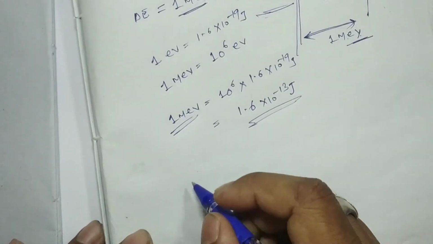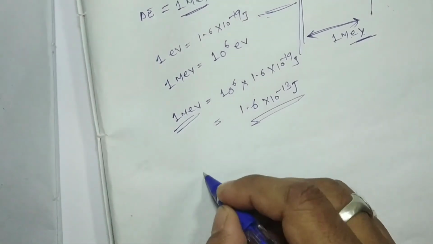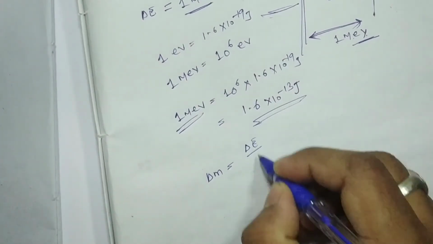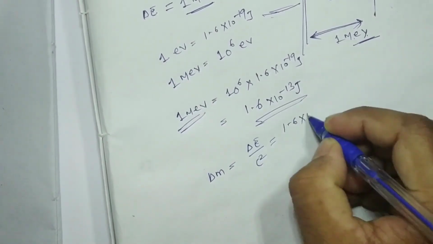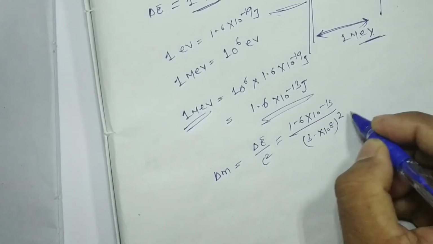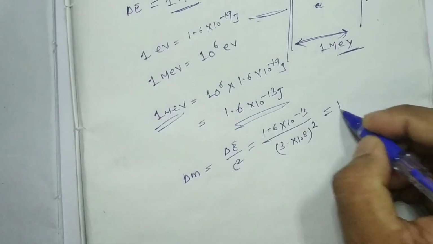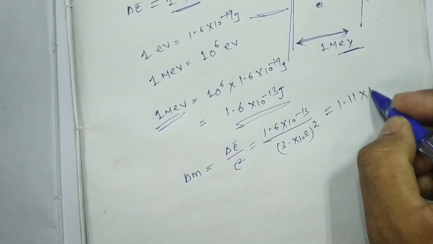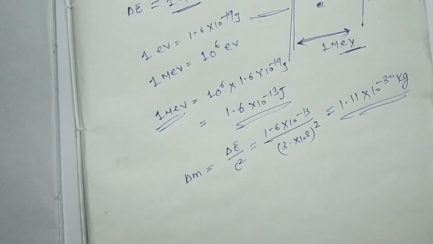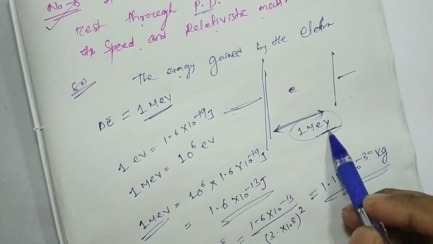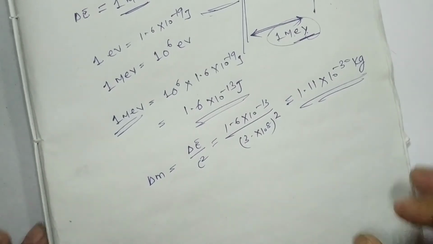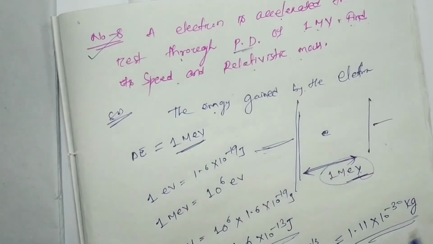So the change of mass, how much can we get? That will be del E by c square. That will be 1.6 into 10 to the minus 13 by 3 into 10 to the 8 square, which is equal to around 1.11 into 10 to the minus 30 kg. So this will be the change of mass of the electron when it moves in a potential difference of 1 mega electron volt. Now find the speed and its relativistic mass.